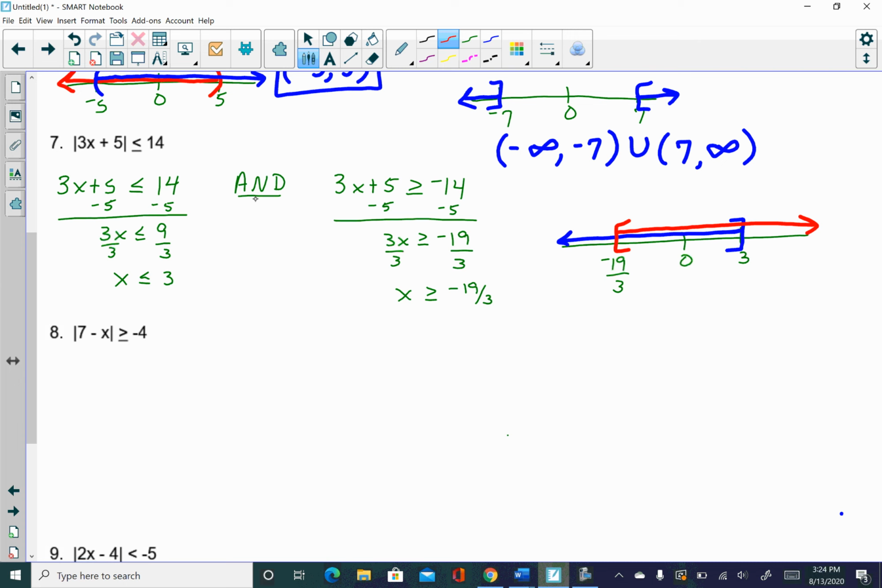Again, an and statement, I'm only interested in where they overlap, and hopefully you agree they're only overlapping here between the -19/3 and 3, bracket on both. That would be your final answer. Okay.